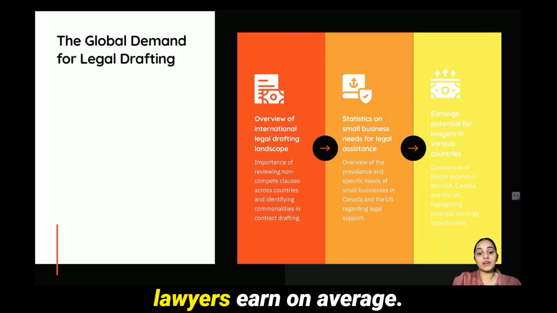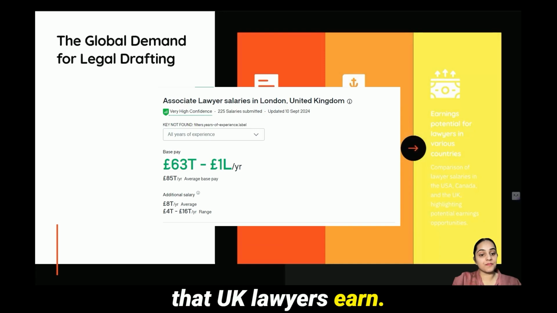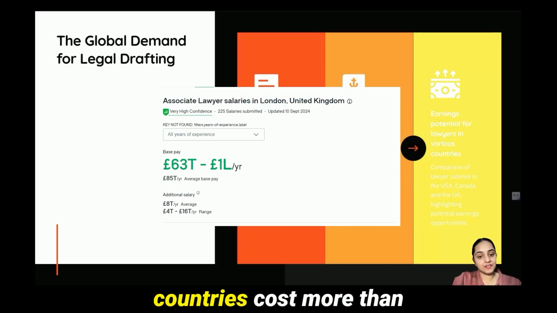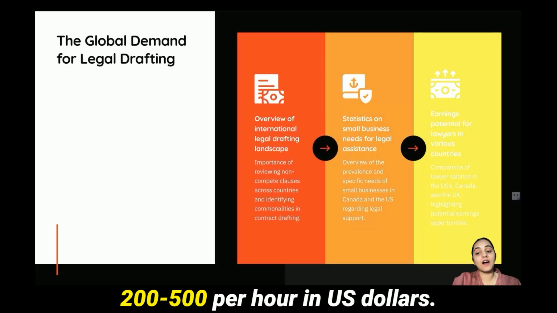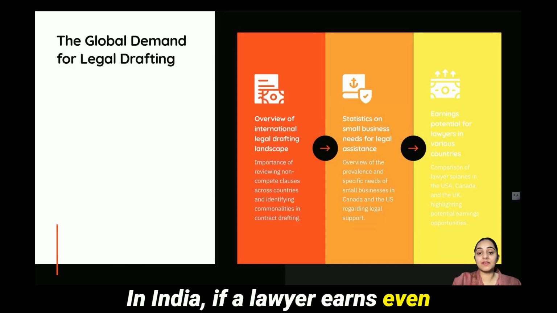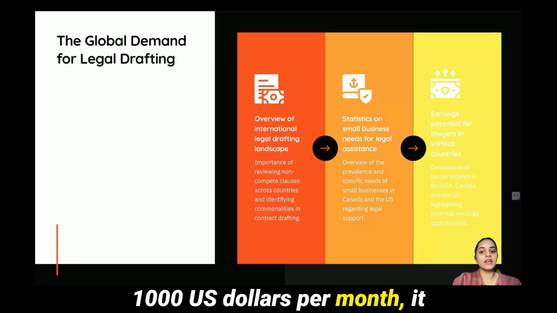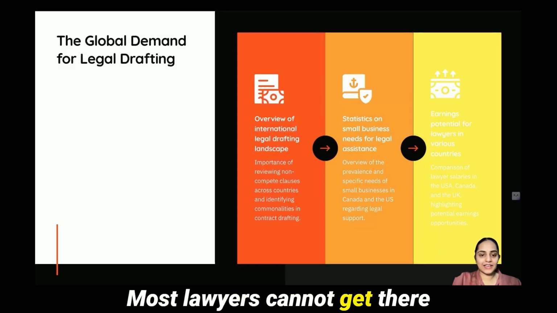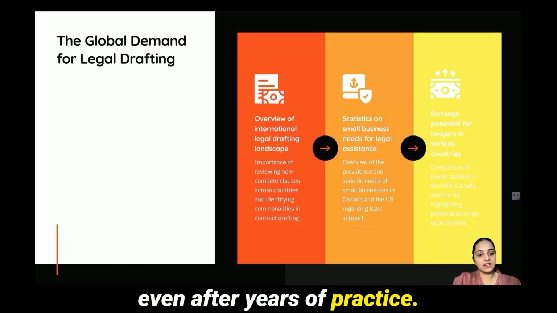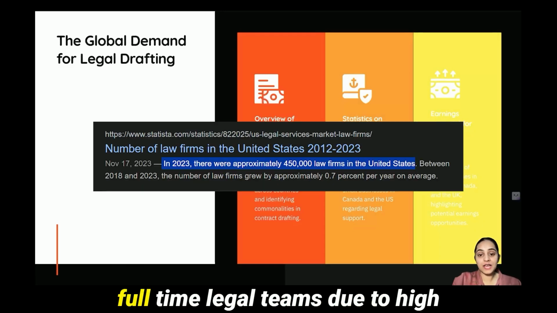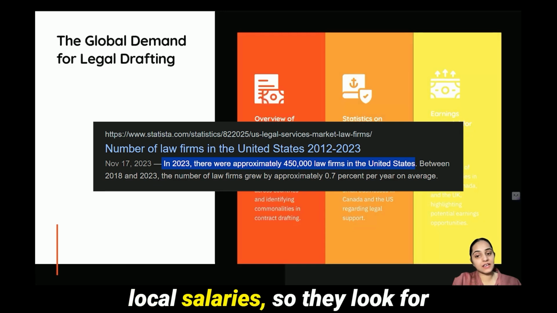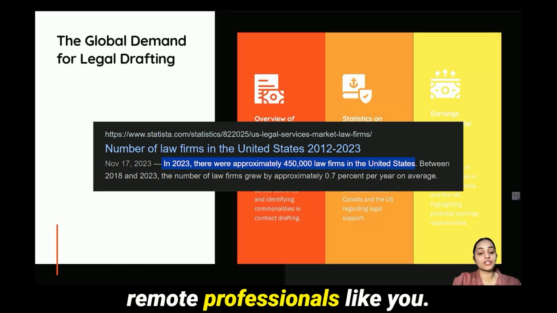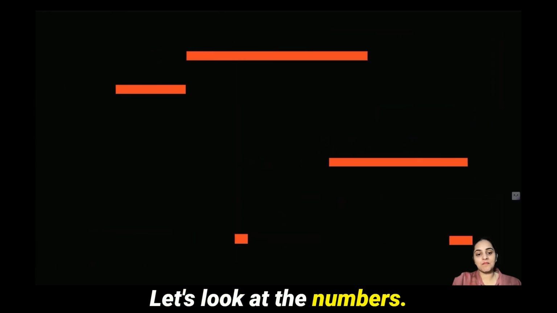Here is what Canadian lawyers earn on average. And here are the salaries that UK lawyers earn. Even freelancers in these countries cost more than 200 to 500 per hour in US dollars. In India, if a lawyer earns even 1000 US dollars per month, it will be considered pretty high. Most lawyers cannot get there even after years of practice. These businesses cannot afford full-time legal teams due to high local salaries, so they look for remote professionals like you. Let's look at the numbers.